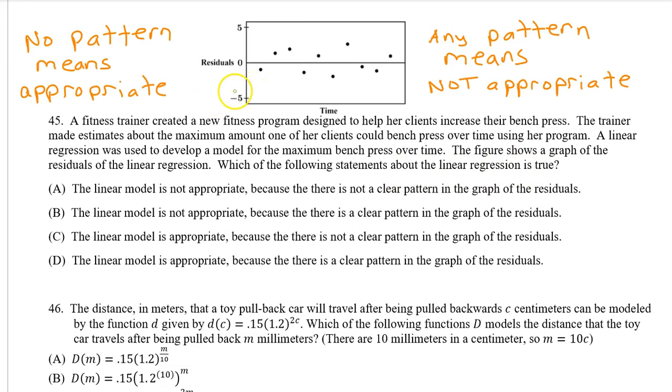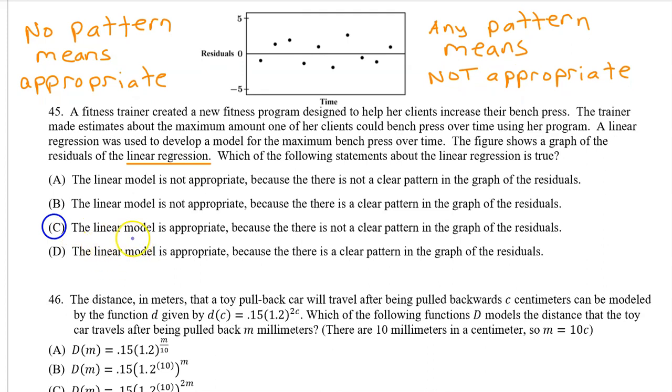The main thing you need to know about a residual plot is that if it shows no pattern, that means the model used was appropriate. If you see any kind of a pattern, it means the model used was not appropriate. So we see no pattern here. That means that the linear model that was used is appropriate.